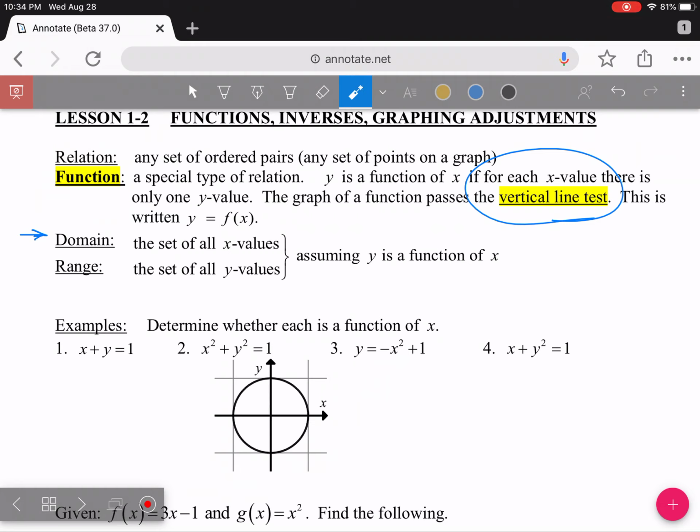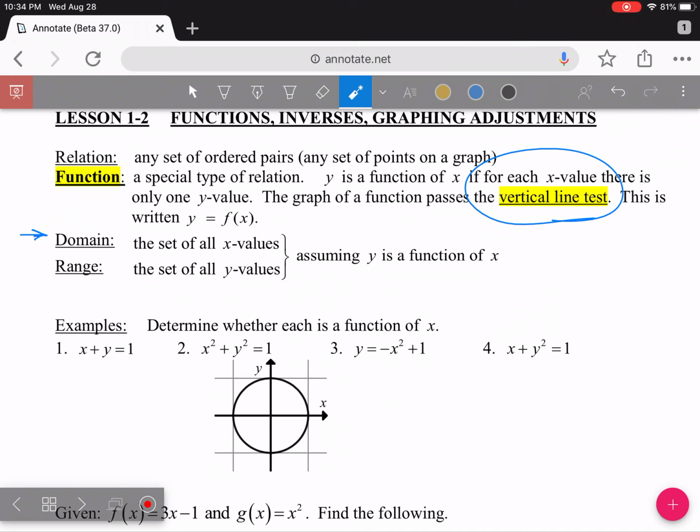You can also ask yourself, are there any values that when I plug them in, they're going to give me the square root of a negative? Well, because we cannot take the square root of a negative and get real numbers, which is what we're working with, not imaginaries. So the domain would not include any numbers that would give you the square root of a negative number. So that's how when you have an equation, you can see what the domain is.